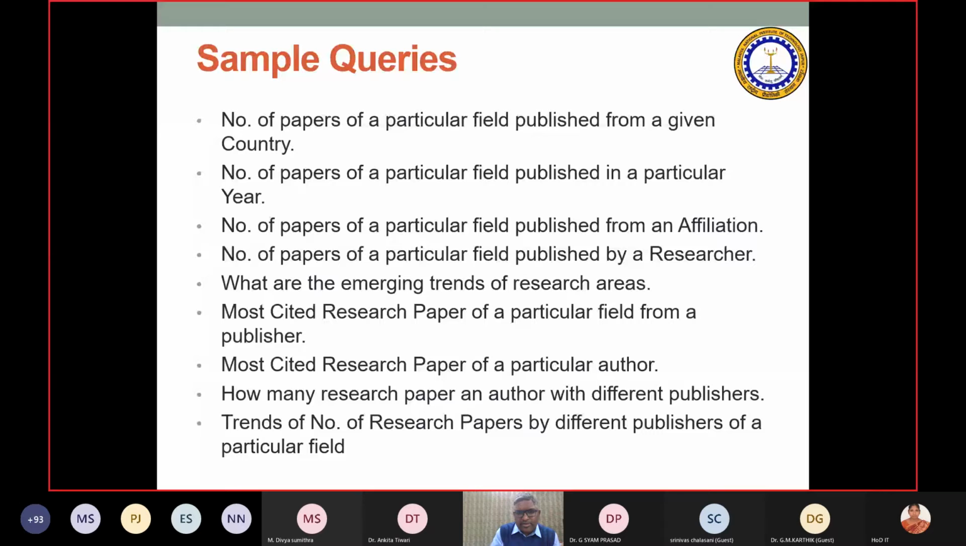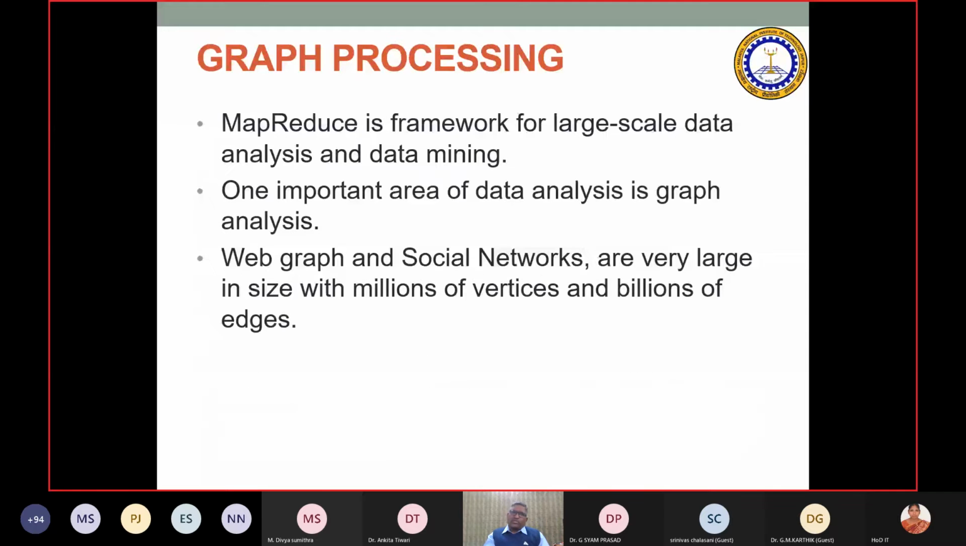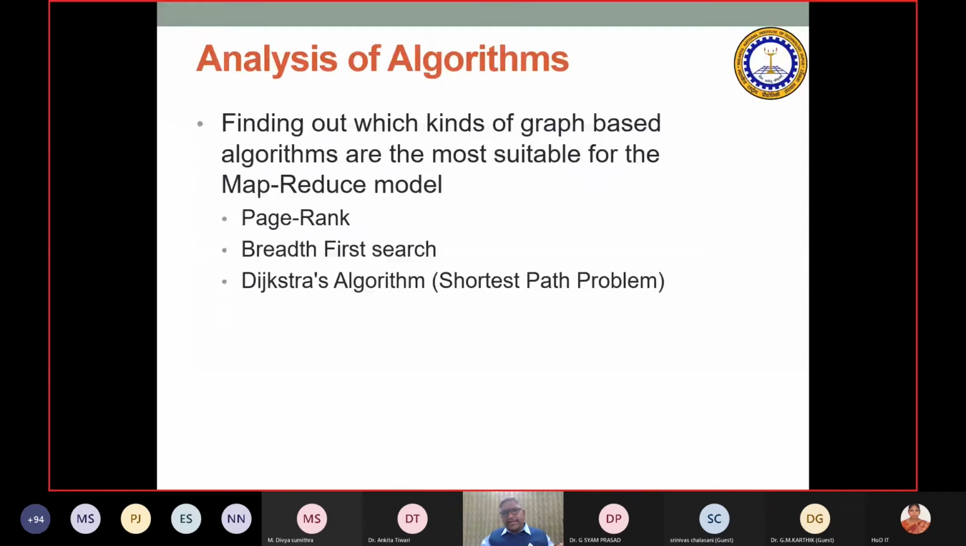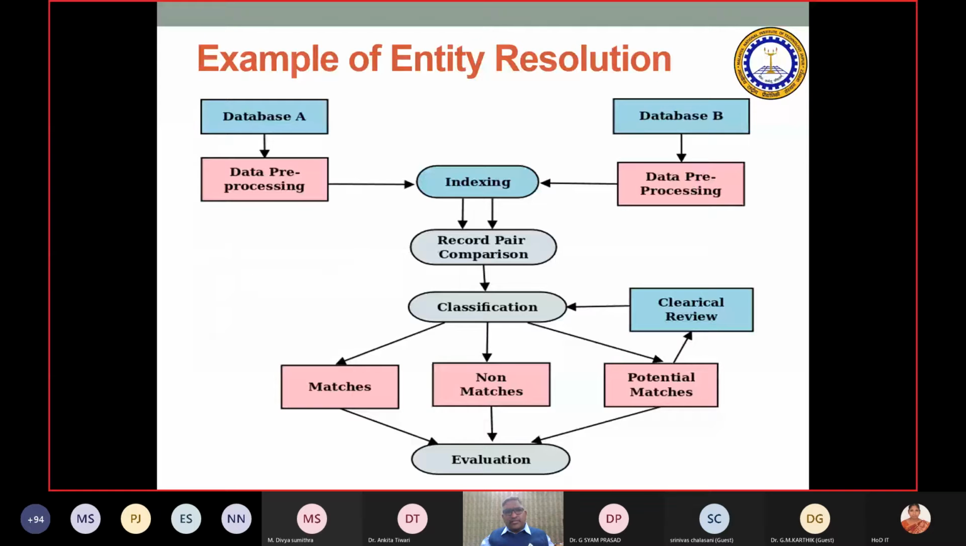So the most cited research paper of a particular author, all this information is publicly available, and then you can access it, right? How many research papers an author has with different publications, the number of research papers of different publishers in a particular field, of a particular supervisor, the different levels of students, and what are all their topics. Like that, you can actually build different examples, right? Of course, there are so many examples like that.